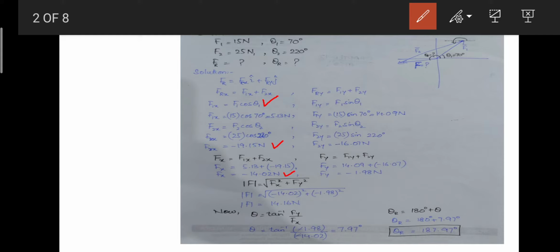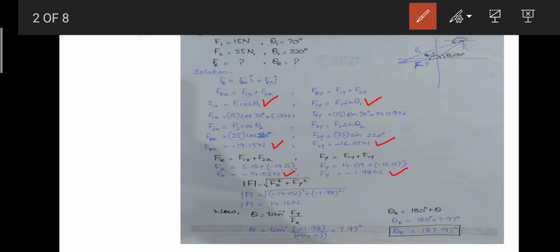Coming towards the y components, Fry equals F1y plus F2y. First we calculate F1y, which is equal to F1 sine theta 1. Putting in the values, we get 14.09 Newton, and then F2y equals F2 sine theta 2. Putting in the values, we get minus 16.07. Now taking the sum of these two y components, we get Fry equals minus 1.98 Newton.